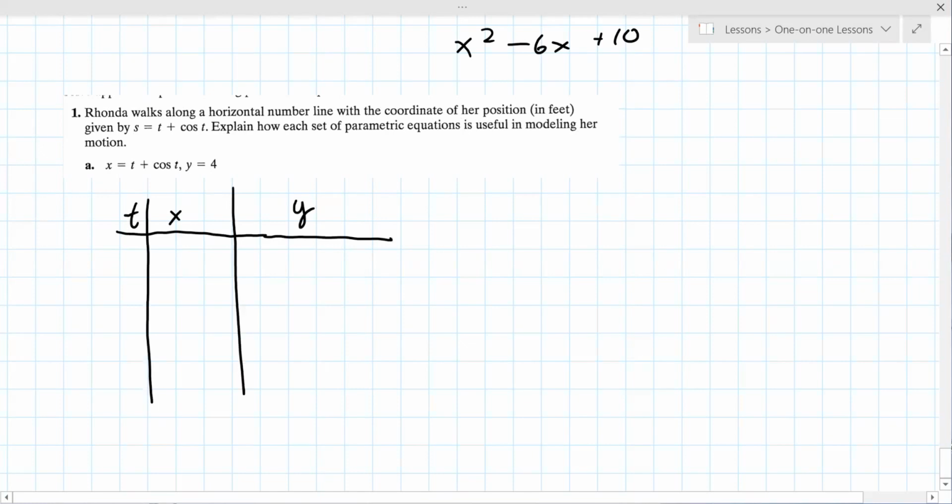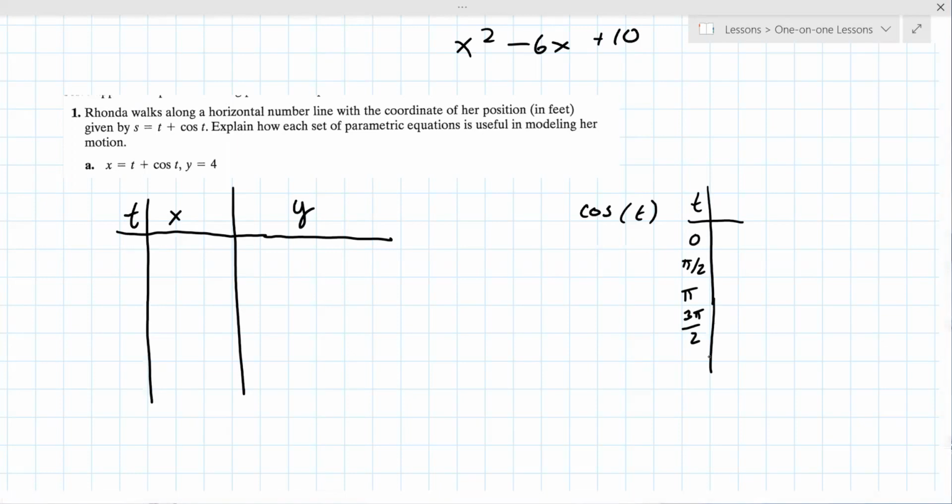Now, because you have cosine, you can't just choose whatever you want. You have to choose values that work really well in cosine, like 0, pi over 2, pi, 3 pi over 2, stuff like that. So you would be using radians. It's a little bit awkward to use degrees. So for example, let's make t 0. X is 0 plus cosine of 0. The cosine of 0 is 1, so this becomes 1, and y is always 4.